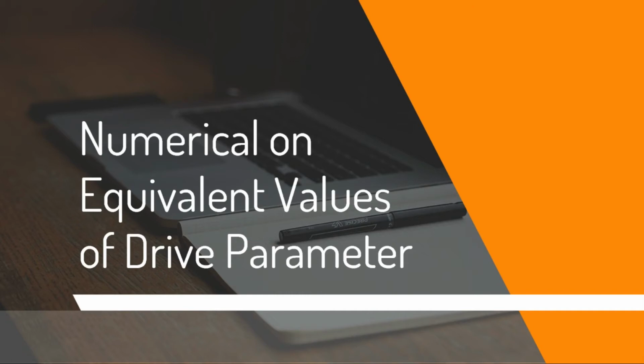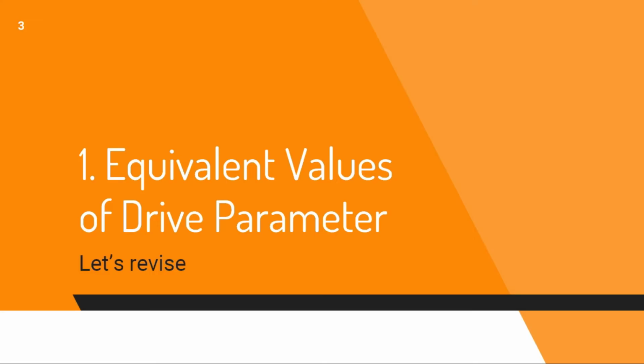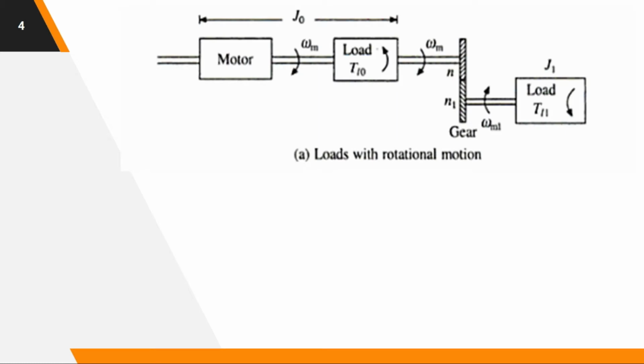Today we will solve a numerical on equivalent values of drive parameters. Okay, so just revise the formulas. If the load has rotational motion, then a is nothing but the gear tooth ratio, which is omega m1 upon omega m in radian per second, and if your speed is in rpm, then n1 upon n.